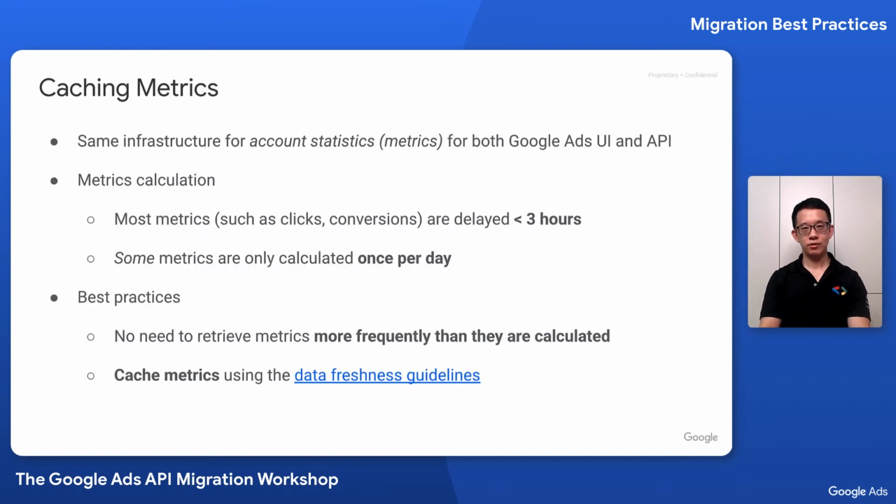Next is about caching metrics. The Google Ads UI and the Google Ads API share the same infrastructure for account statistics or metrics, and the calculation of metrics like clicks and conversions is delayed by less than around 3 hours. However, some metrics require more time and are only calculated once per day. The best practices here are, first, you do not need to retrieve metrics more frequently than they are calculated, because that would waste your time and resources. And the other one is to cache the metrics using the data freshness guidelines that we'll link on the slide here.